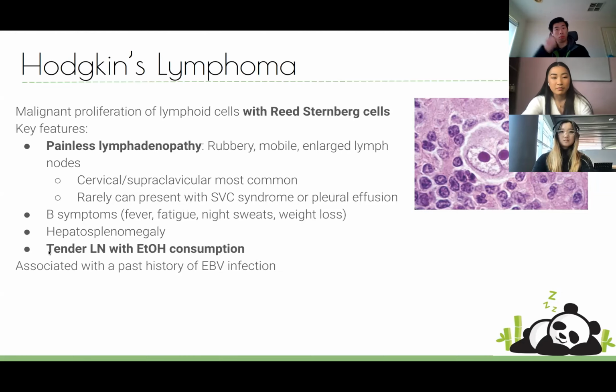One of the weird buzzwords, I guess, is tender lymph nodes with alcohol consumption. That points to a specific kind of Hodgkin's lymphoma. So if that's in the question stem, it's Hodgkin's lymphoma. They're also associated with a past history of EBV.